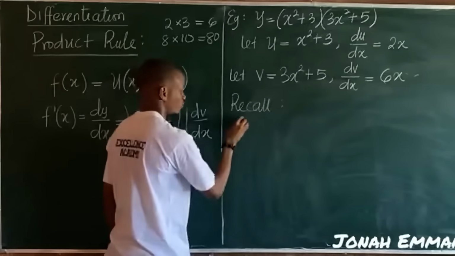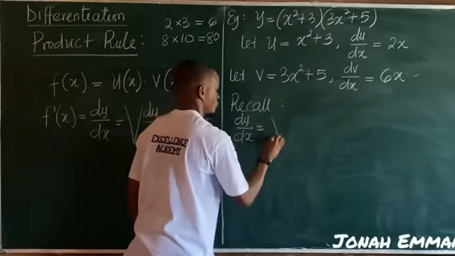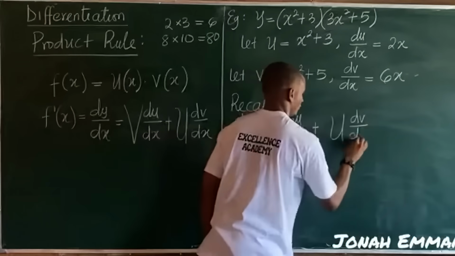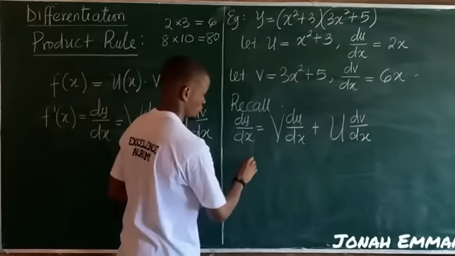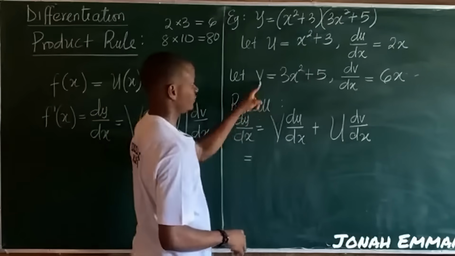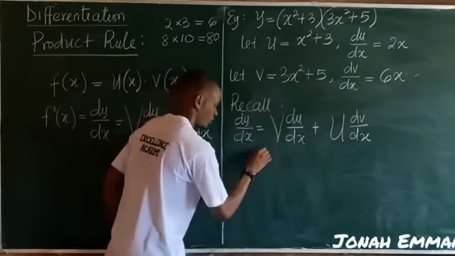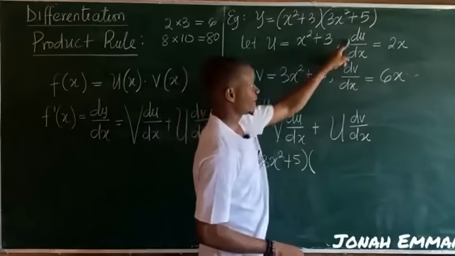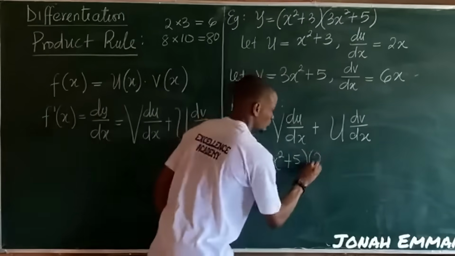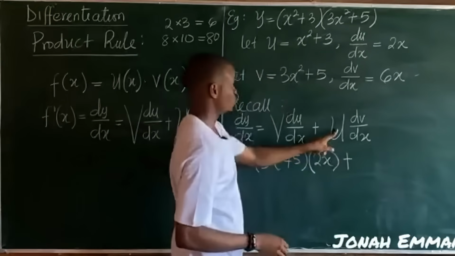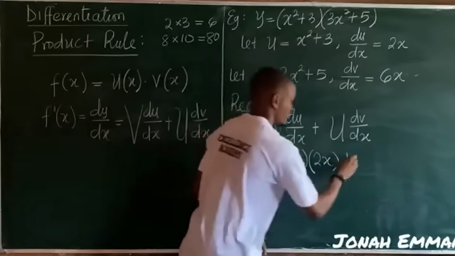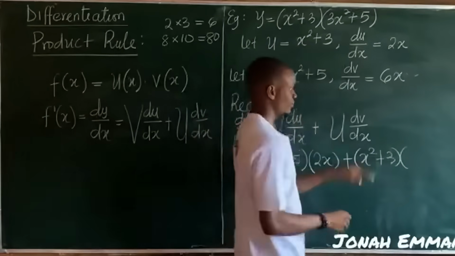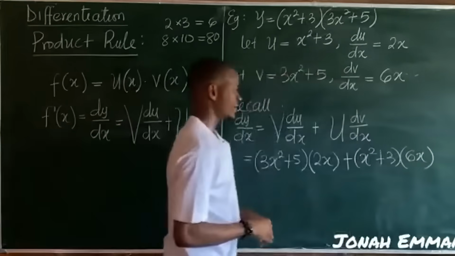Alright, at this point, I will now recall my product rule formula. Recall that from product rule, we have that dy over dx is equal to v du over dx plus u dv all over dx. At this point, you now substitute values. V is equal to 3x squared plus 5, so this becomes 3x squared plus 5 into du over dx. Du over dx here is 2x. So it gives you 2x plus, next up I'm having u. U is equal to x squared plus 3, so it becomes x squared plus 3 into dv over dx. dv over dx is equal to 6x, so into 6x, I have this.